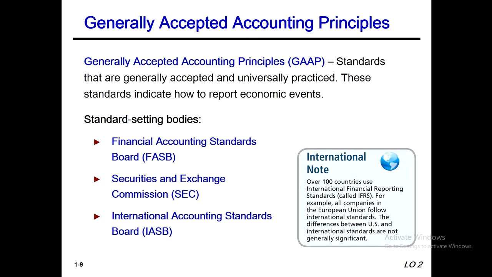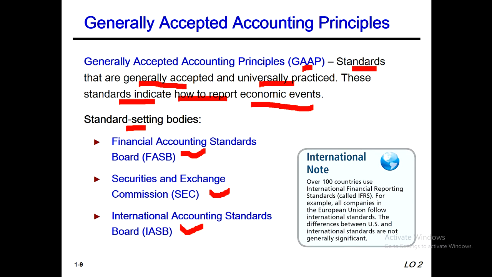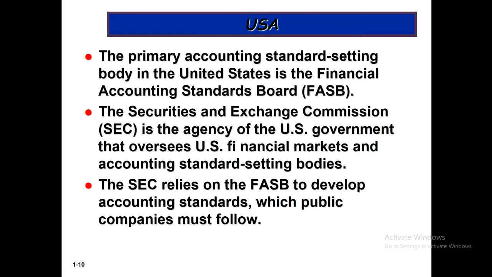Now GAAP standards that are generally accepted and universally practiced. These standards indicate how to report economic events, or we call it financial transactions. And we have some standard setting bodies, the first two from the United States of America and this one from the UK, United Kingdom. This is FASB, Financial Accounting Standards Board, and SEC, Securities and Exchange Commission. This one is IASB, International Accounting Standards Board.